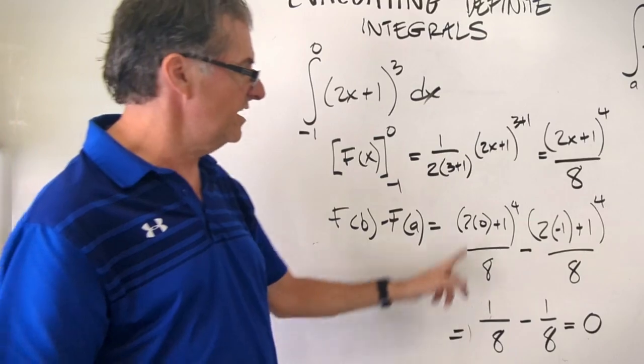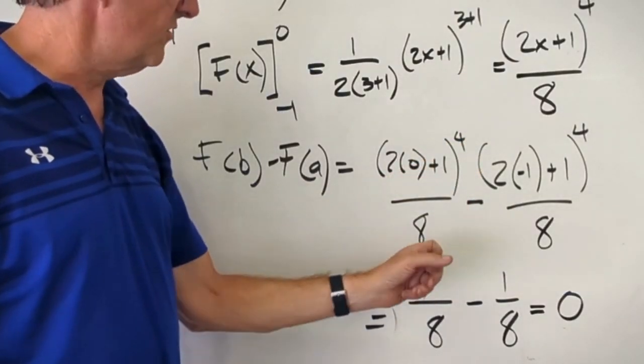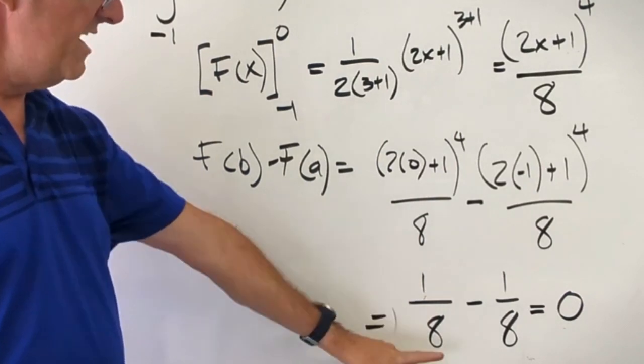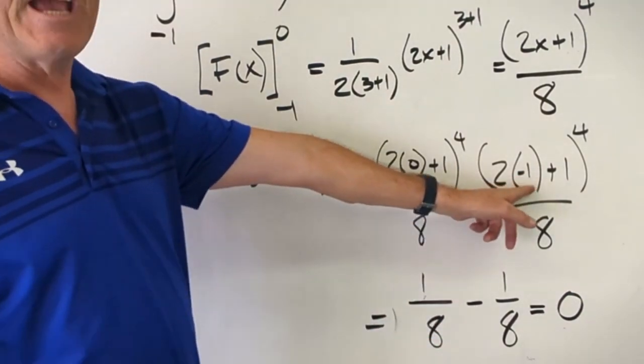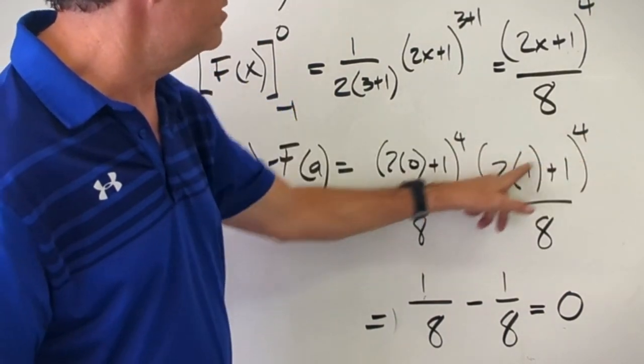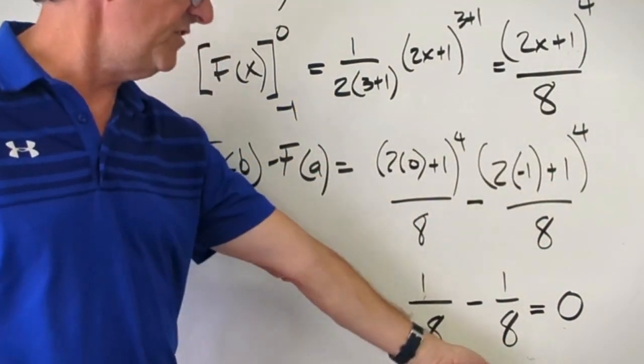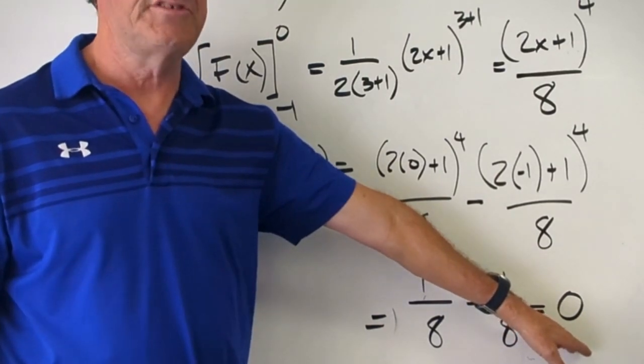I put that in for x, and I get (2 times 0 plus 1) to the fourth power all over 8. That comes down to be 1/8. And then the same thing happens here when I put negative 1 in for x. This is also going to resolve to positive 1/8. So I have 1/8 minus 1/8. So my answer is just 0.